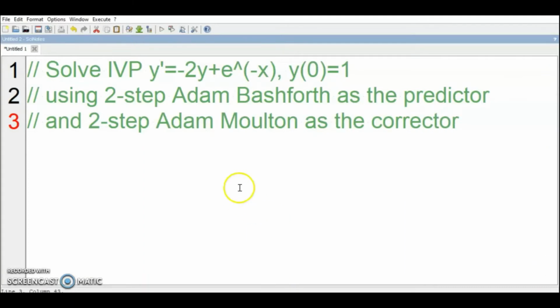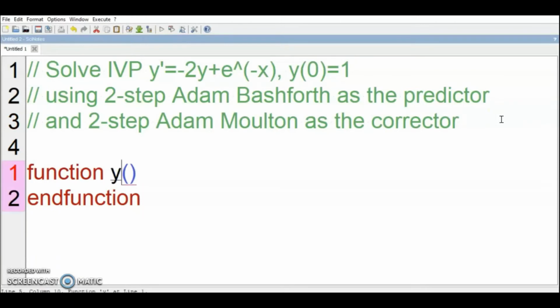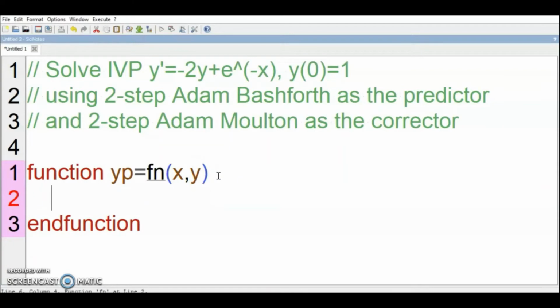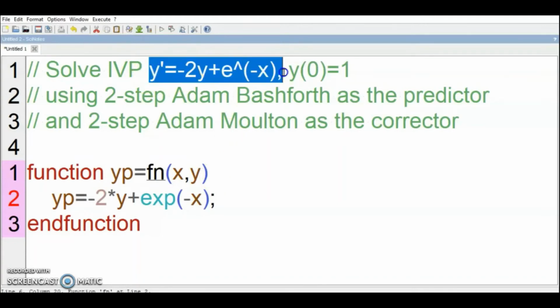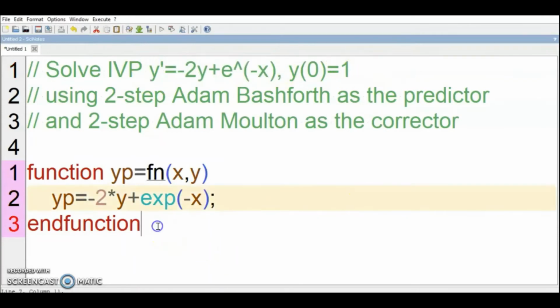Obviously, I want to define the problem first. Okay, so to define the problem, it's a function file. So function y prime equals f. Let's give it fn. You can also use f if you want to. Of x, y. Okay, so what is my function? I mean yp equals negative 2 times y plus exponent. This is how you write exponent in Scilab. Okay, so I have defined this equation. Initial value, we'll do it later on.